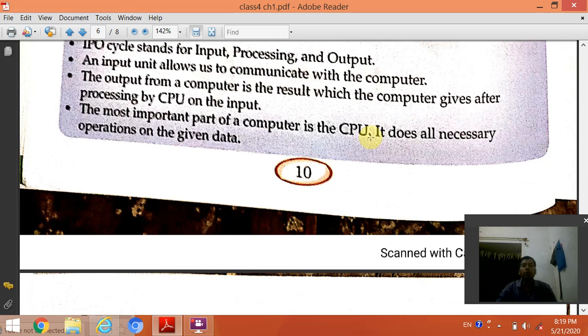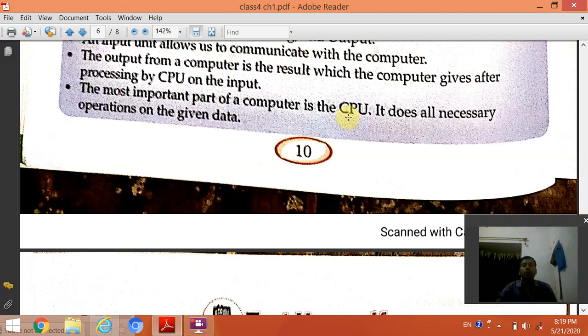The most important part of the computer is the CPU. As you know, the central processing unit is also called the brain of the computer. It does all necessary operations on the given data and all the processing calculations are performed by the CPU. That's all about the topic.